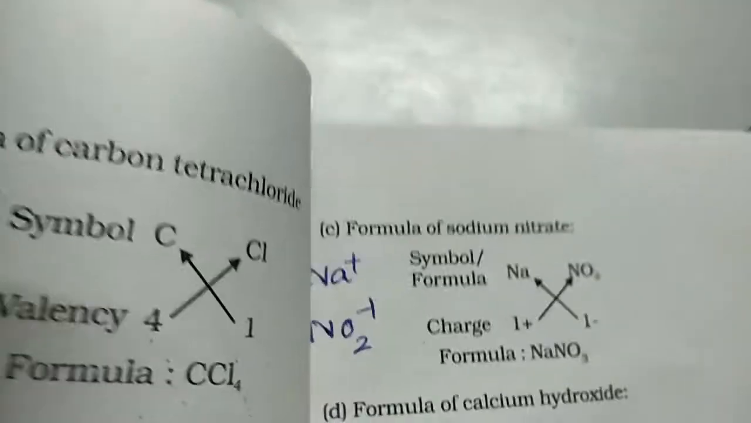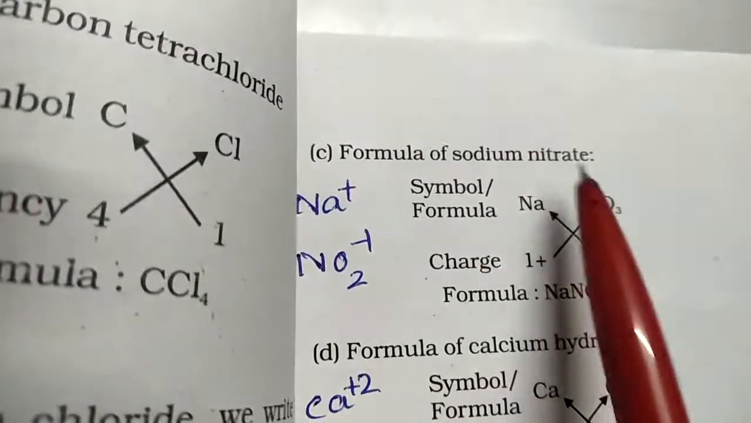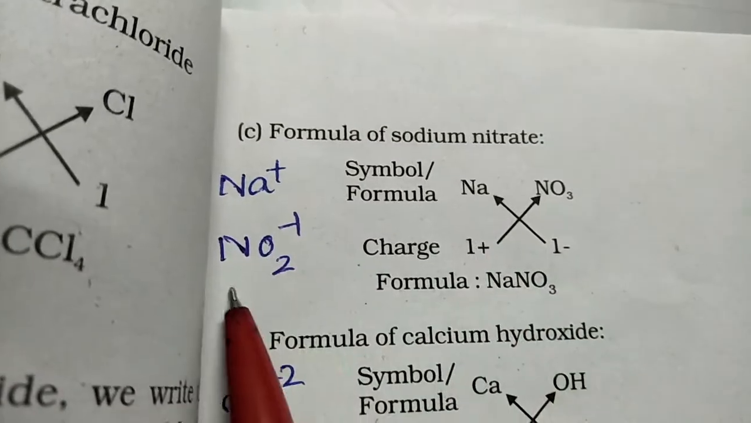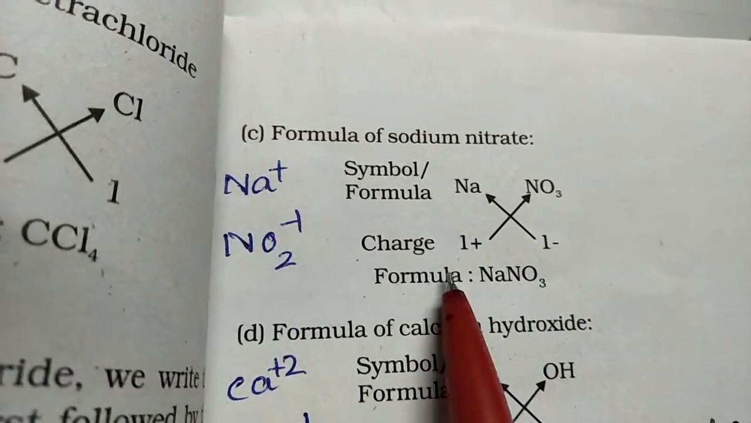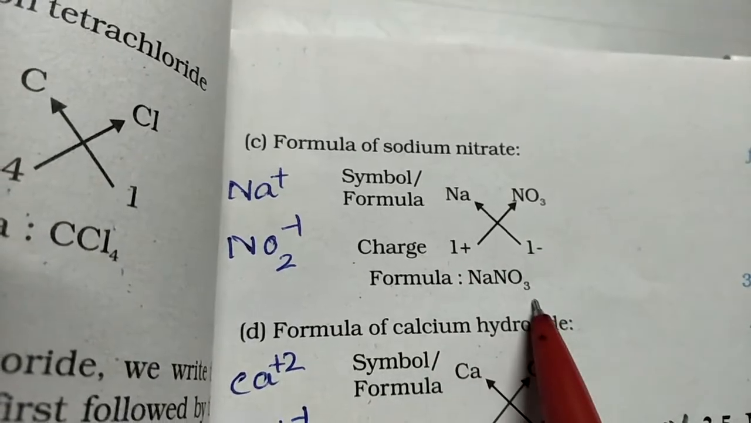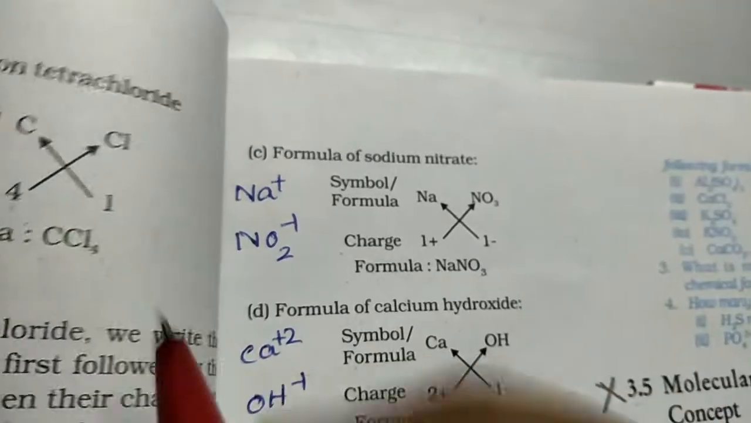Now next is sodium and nitrate. Sodium, and this is a polyatomic ion. The valency of this polyatomic ion is -1. Again you cross multiply, it is 1 and 1, so it is Na1 and NO3. Sorry, it's NO3 here.